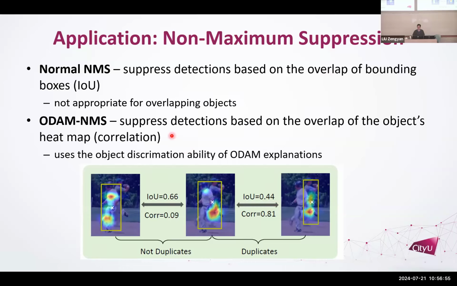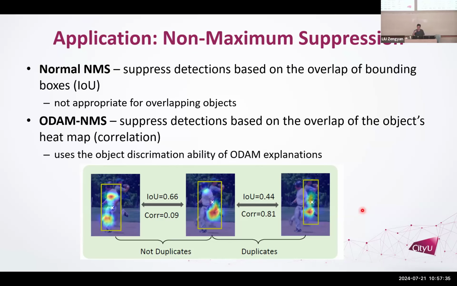But this is not good if the objects are always overlapping, because we can use the heat map from our method to actually see what object was detected, and then use that to do the suppression. We call that ODM NMS. The idea here is we look at the correlation between the heat maps. If the correlation is high, in this case, then I know that they're duplicates because they're looking at the same parts of the object here and here. And if the correlation is low, that means they're looking at different objects. So in this case, the left box is on the person in the front, and the right box is detecting the person in the back.